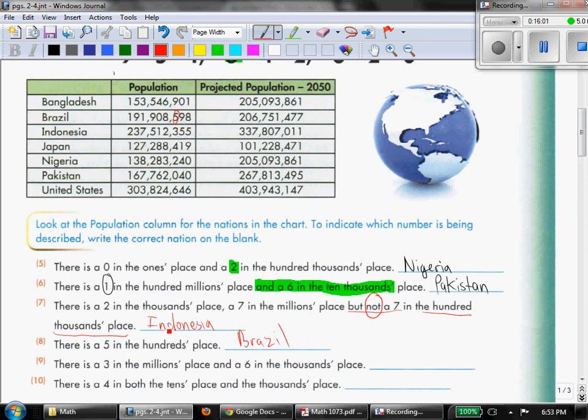And then it says there's a three in the millions place and a six in the thousands place. So millions are right here. A three. So this one has a three. This one has a three. This one has a three. And it's a three in the million, six in the thousands place. This one has a six. So that's Bangladesh.